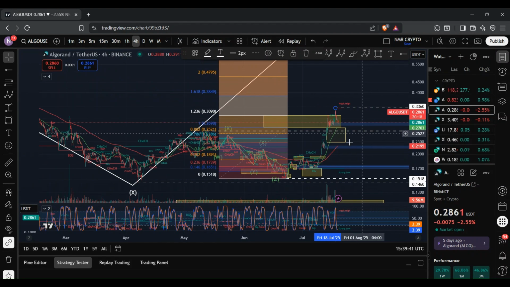5-wave move to the upside, and we're currently within the third wave, and I'm looking for the third wave to reach the 1.618 level at 38.49 cents. Of course, that would then trigger a 5-wave structure, and we could then potentially see higher highs.